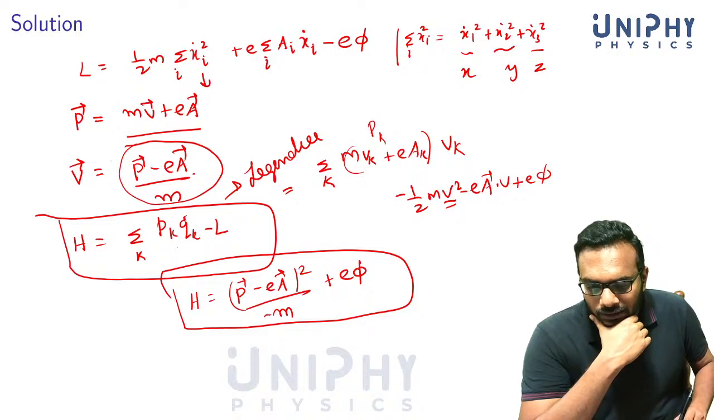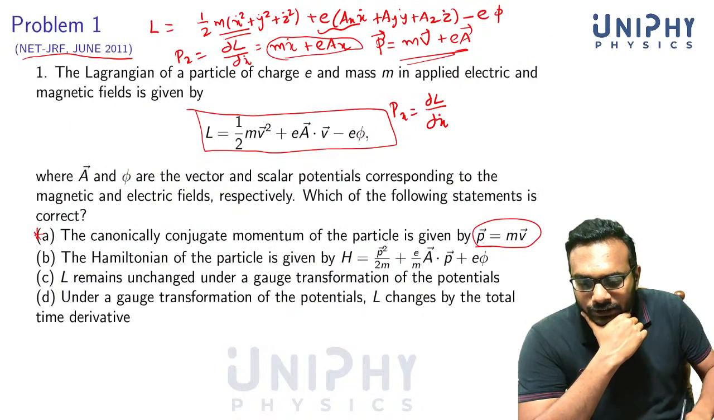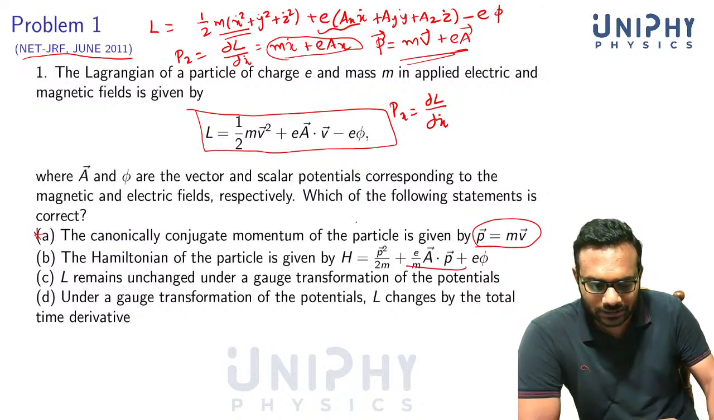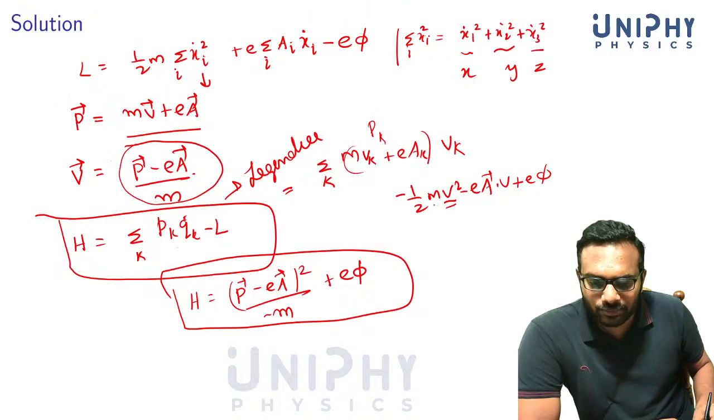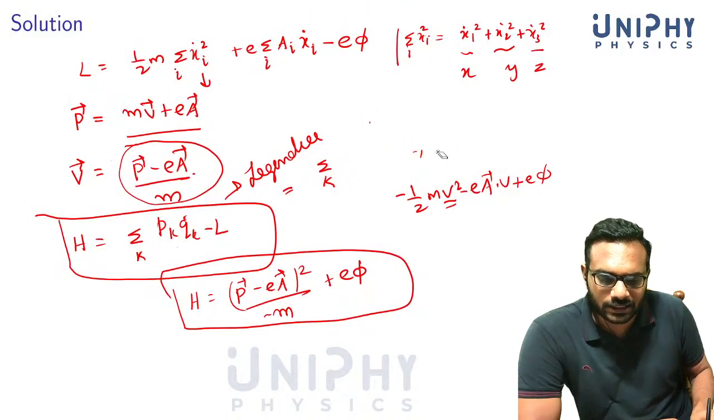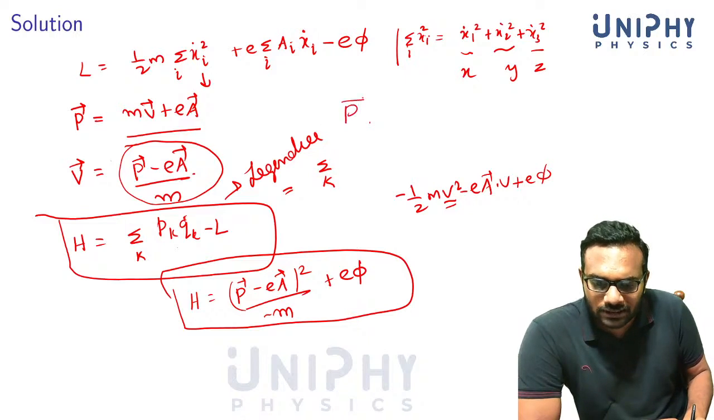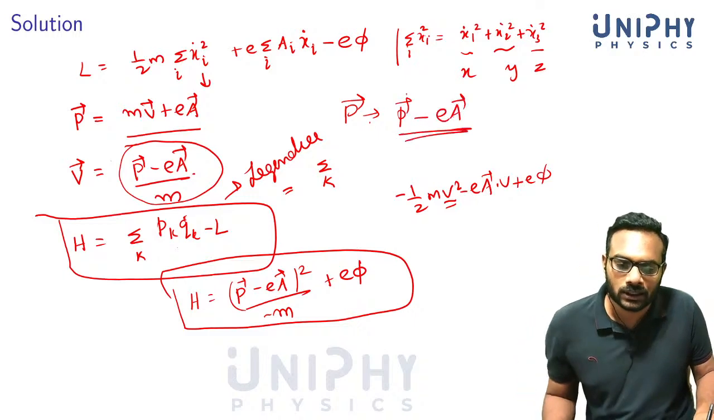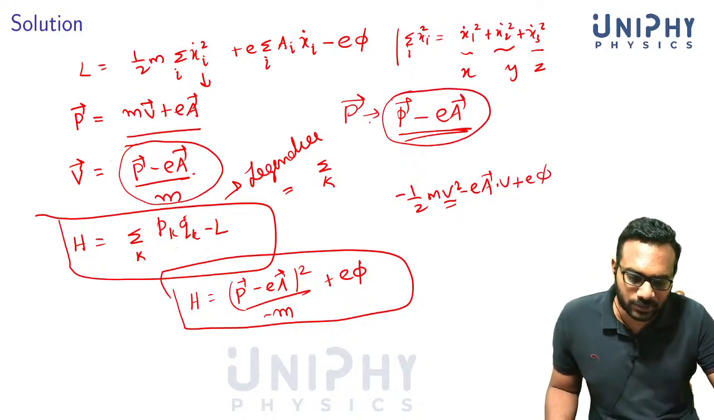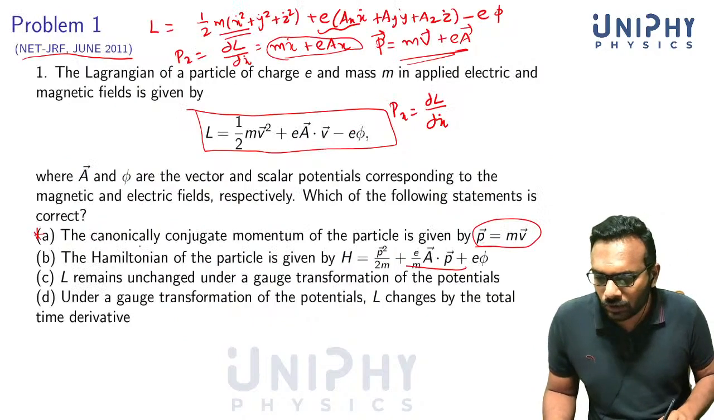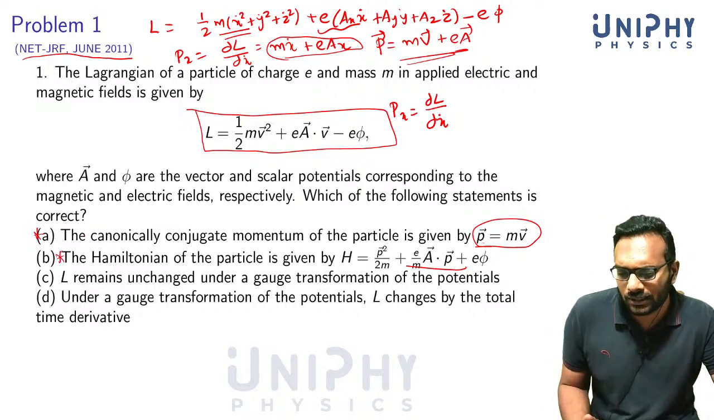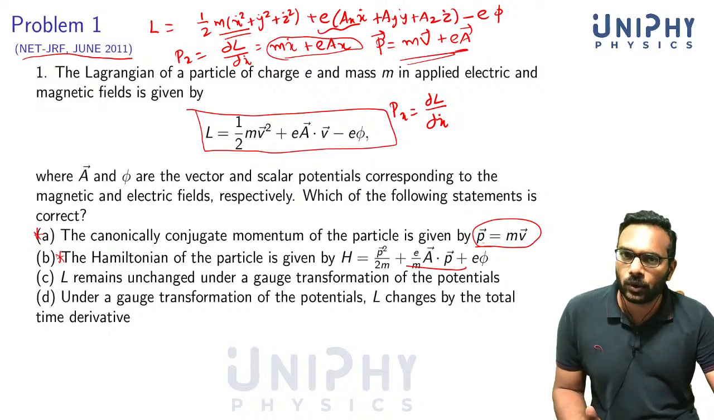But the thing is that it's not this. This is not the correct answer. It's not p square by 2m plus this thing. No, there's another term here. This can be done by what's known as a minimal substitution. In minimal substitution, wherever this p appears, you will substitute it as p minus eA vector. So this should appear in the expression for the Hamiltonian. So this answer is also wrong. We already know from our lectures that this is not the correct answer.